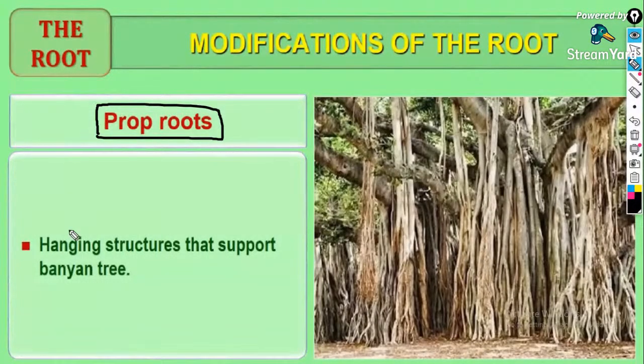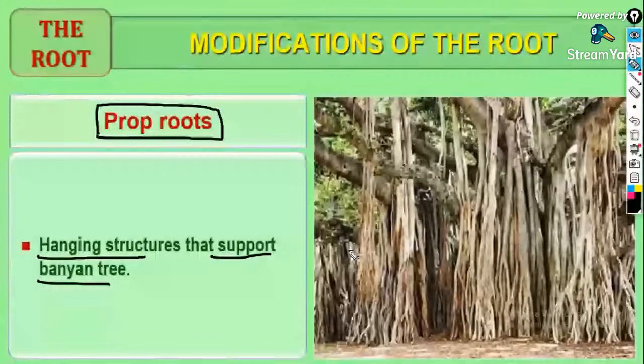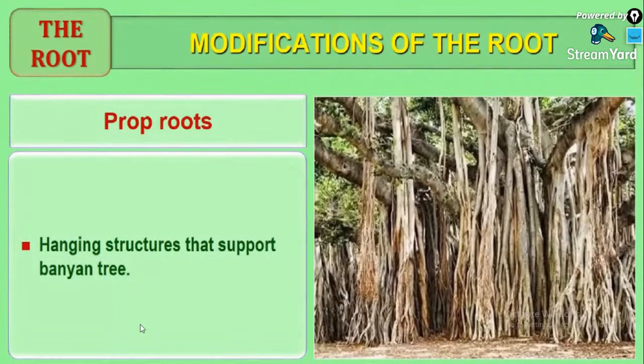Yes. Prop roots are the hanging structures that support the banyan tree. That's the only thing. Prop root is a type of adventitious root because they are not originating from the radicle. Pratibha, is it clear? What about Ramya Shri? Ramya Shri is not there in the class, I suppose. So in the diagram, it is clearly shown about the prop root.